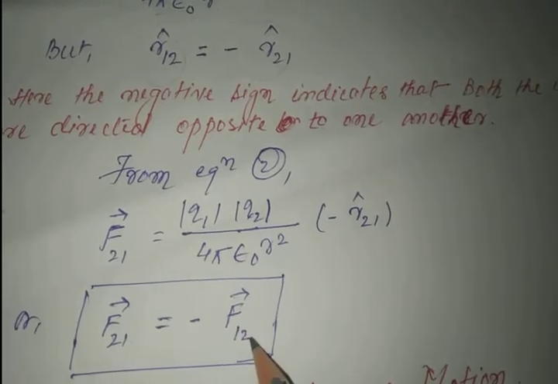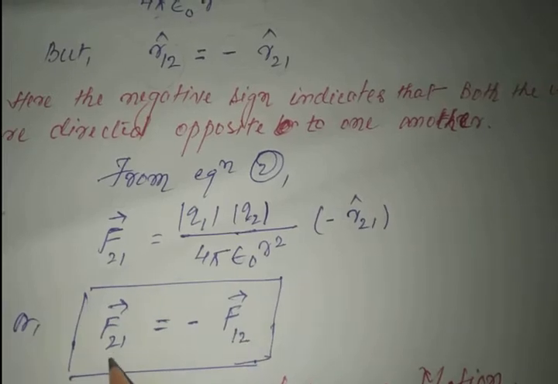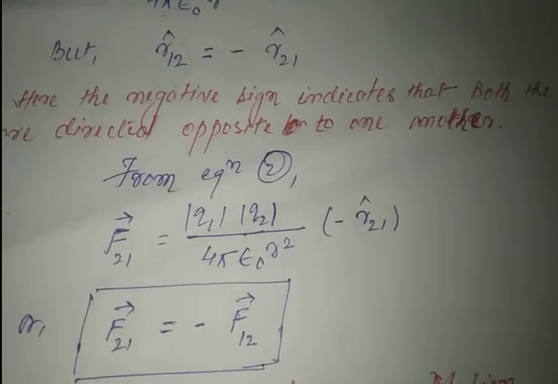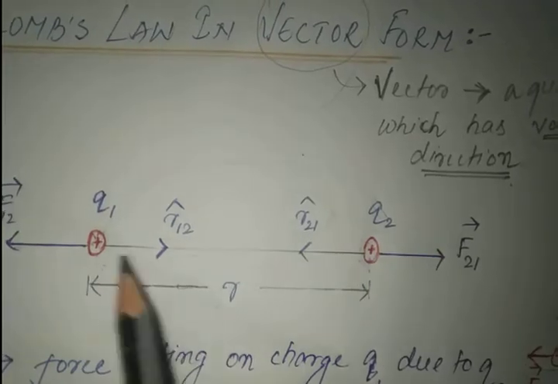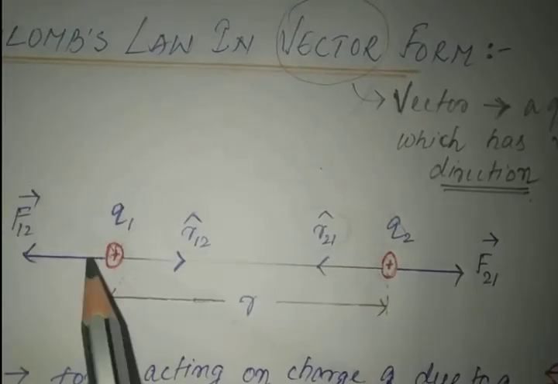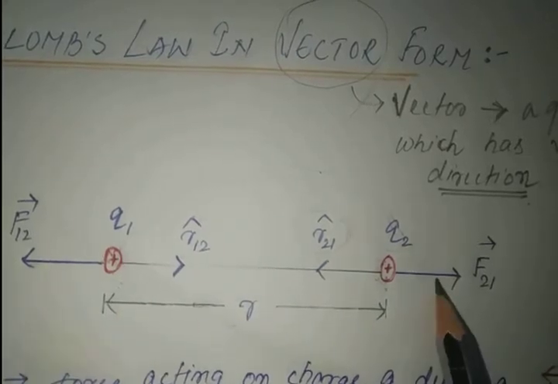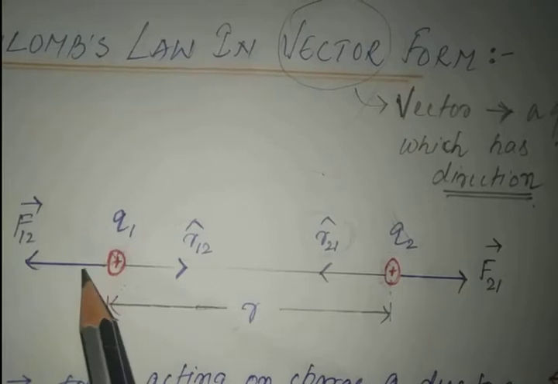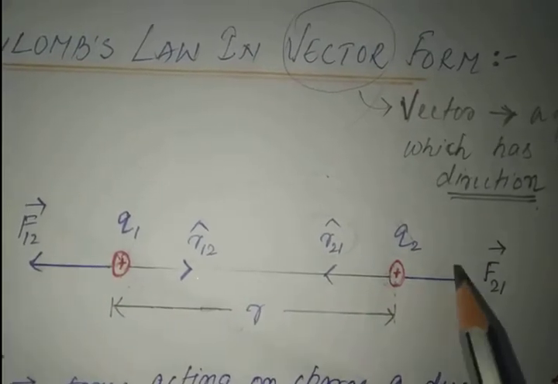So what does it imply? It implies that both the forces are equal to one another but opposite in direction. Why? Because here we have taken two charges of exactly the same value, let's say. So they will repel each other in opposite directions. Since they are repelling one another in opposite directions with exactly the same force, one will be negative of the other.